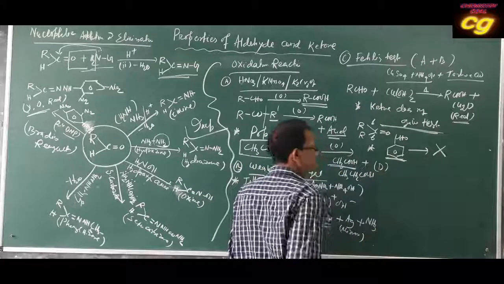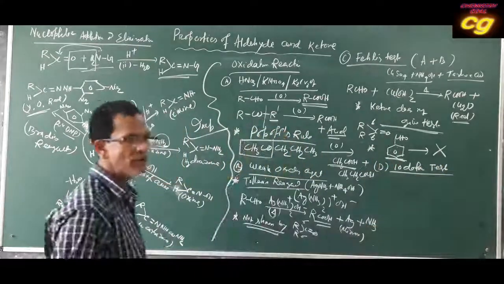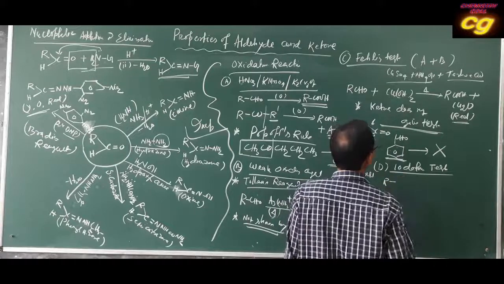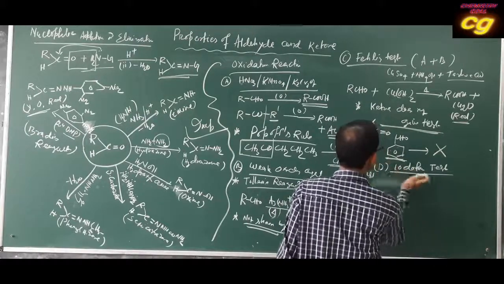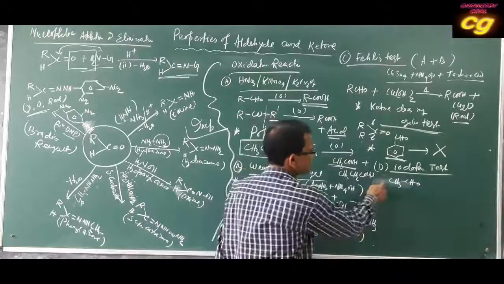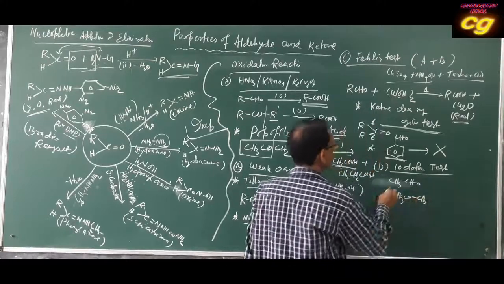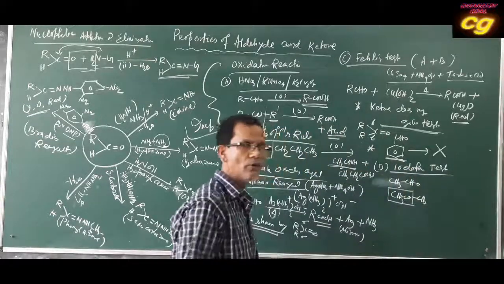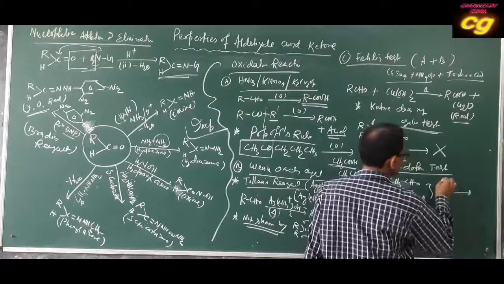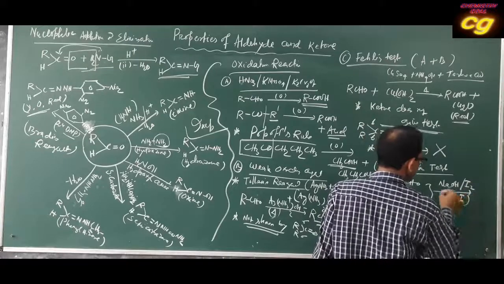Then the third oxidation is using the iodoform test. We have already discussed in the alcohol chapter that any aldehyde or ketone containing the CH3CO group will be oxidized by sodium hydroxide and iodine. It is called NaOI. Already discussed in the alcohol chapter.